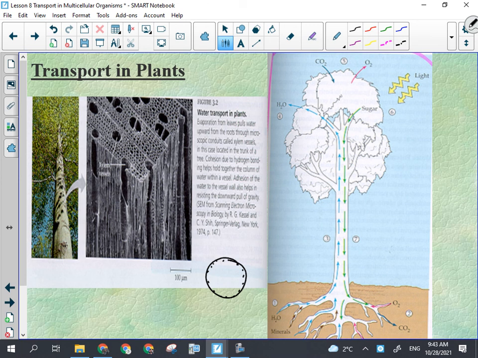The hydrogen bonds between this water molecule and this water molecule are not strong enough to support a column of water. It would have way too much weight and fall back down. So those tubes are really small. To give you an idea, this line here is 100 micrometers.